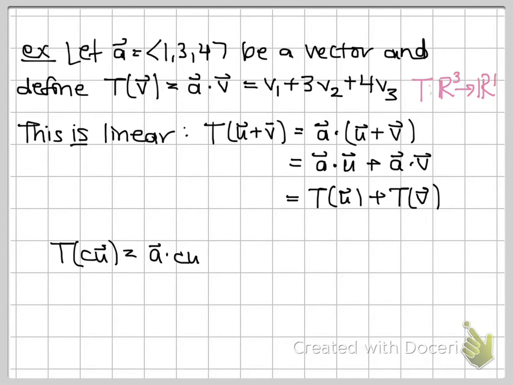The second condition I want to check is if T of cu equals c T of u. So T of cu is a dot cu, which again I'm allowed to pull the constant out by properties of dot products. So that's c times T of u. All right, so the conditions hold, so it is a linear transformation.